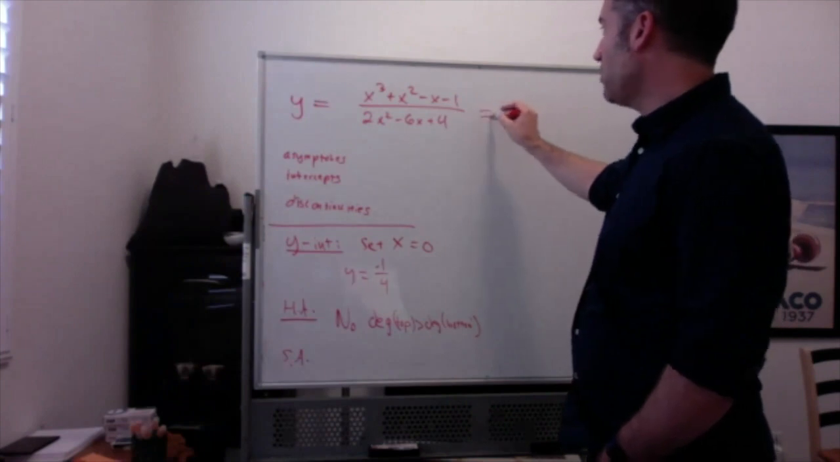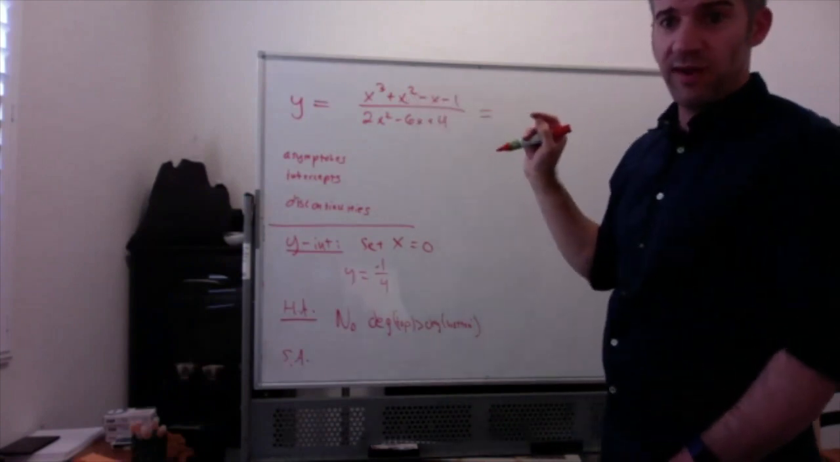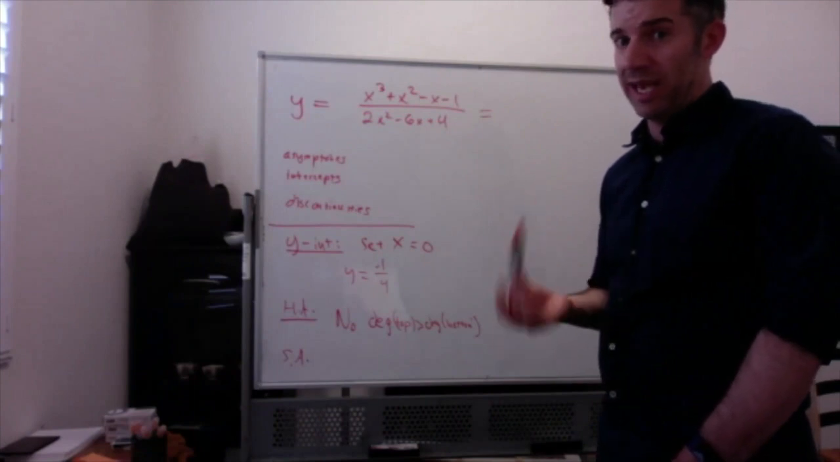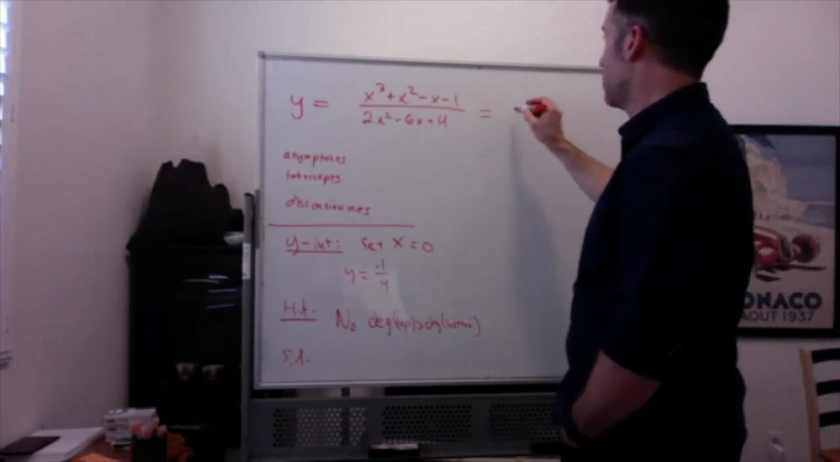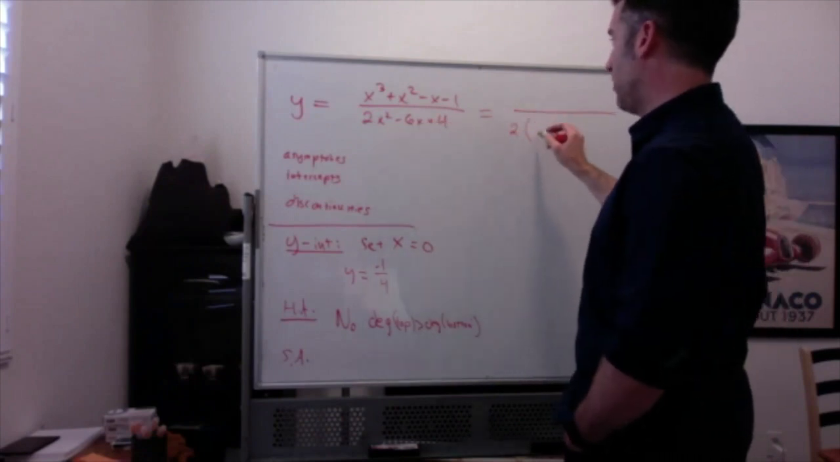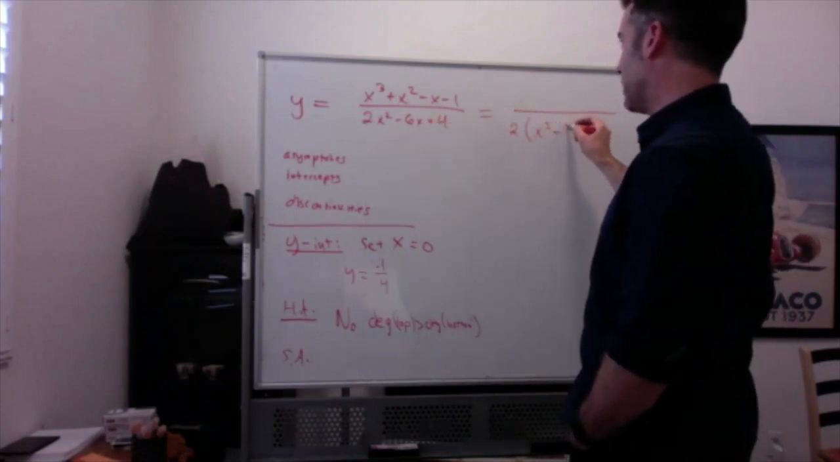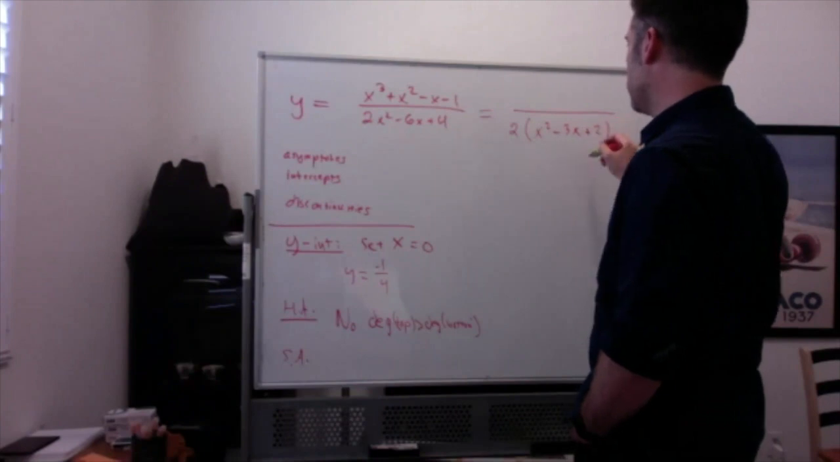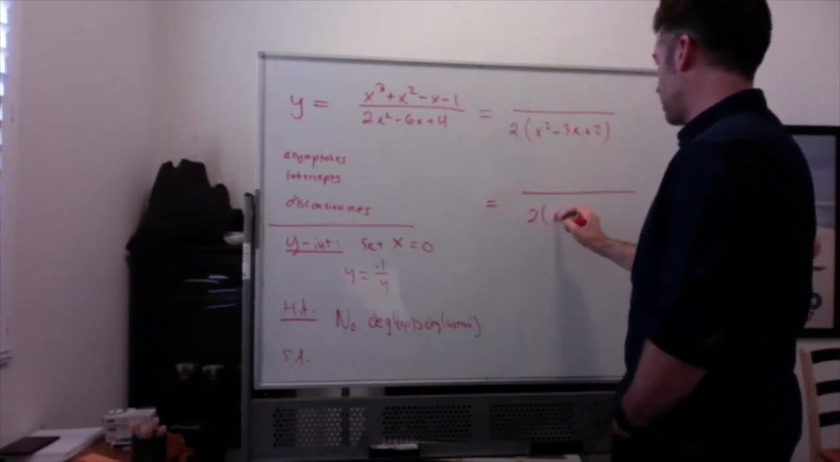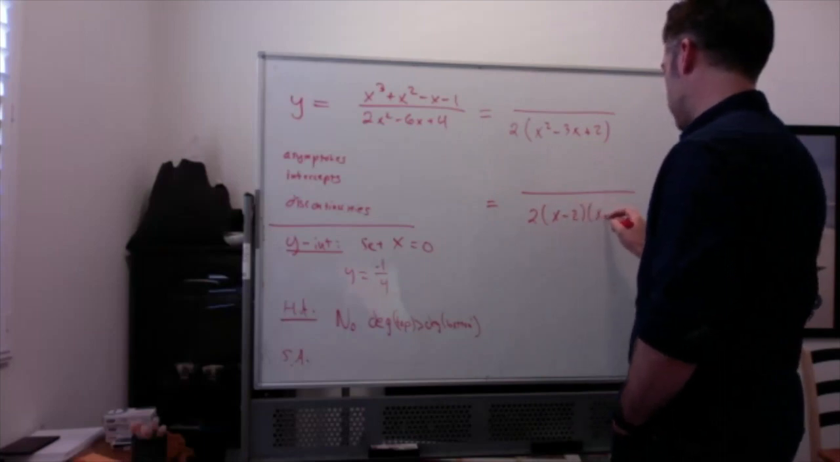I also do want the factored form, because the factored form is really going to help me find the x things, like the vertical asymptotes and the x-intercepts. So the denominator I can definitely factor out a 2. I'm left with an x squared minus 3x plus 2. And that does factor further. That factors as x minus 2 times x minus 1.